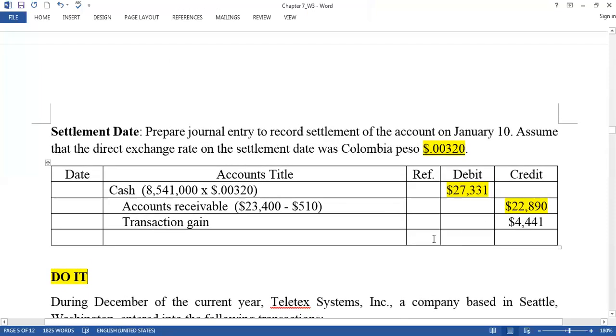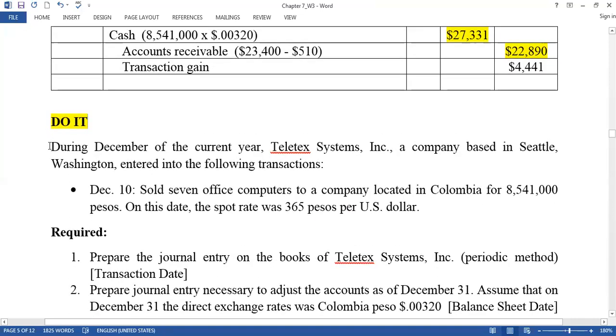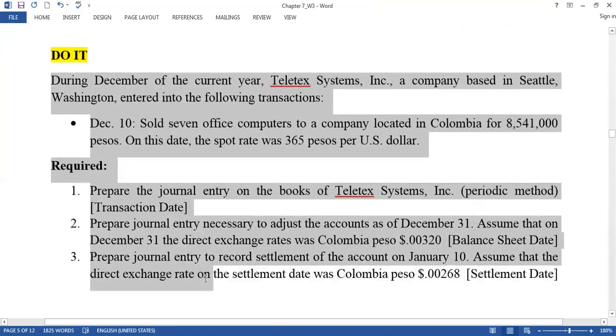So this is not the journal entry. We do not have any journal entry for the net gain, something like this. But do you understand here? Any question? Okay. So the same question, I just changed the number. You can practice it at home.